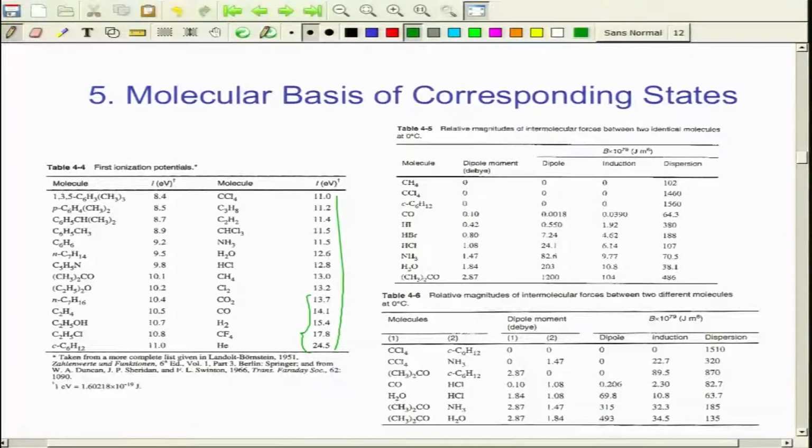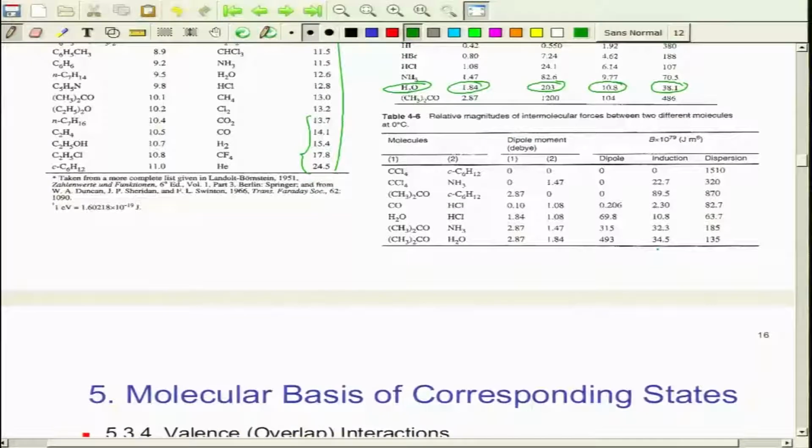Now if you consider the intermolecular forces between two identical molecules, CH4 and CCl4, they do not have any dipole, but they will have strong dispersion interaction, all in the same units. CCl4 again does not have any dipole, but it has strong dispersion, almost 10 times higher than CH4. Let us consider S2O. It has a dipole moment, and that is why it will have a dipole contribution, and it will also have an induction contribution because it has polarizability, and it has a dispersion interaction. Definitely the dipole interaction is much more than the dispersion, but dispersion is also relevant.